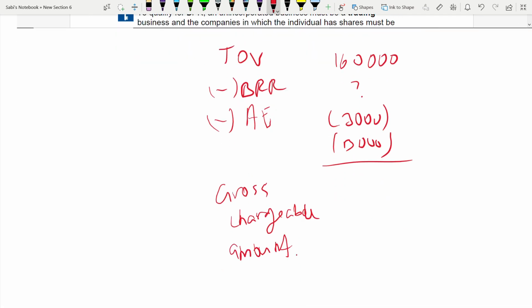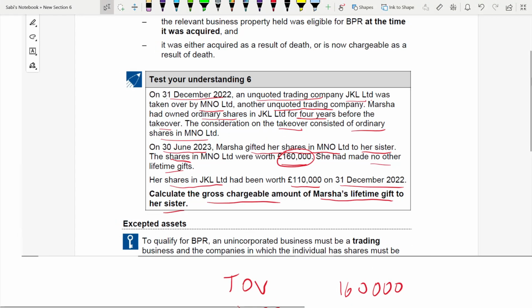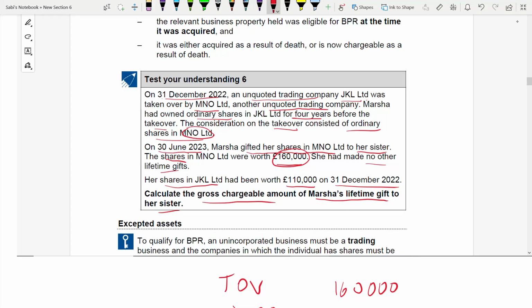So now, for this we have to see the duration and everything, and whether it's relevant property or not. If you see, shares in MNO are held for how many months? 6 months only. Because JKL was taken over by MNO on 31st December 2022, and 6 months after that you are gifting it. So only 6 months you are holding MNO. But still, BPR will be available at 100%.